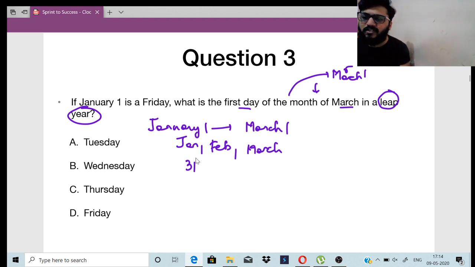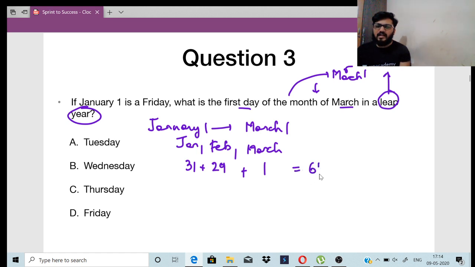So how many days will be there in February in a leap year? It is 29. Again, March 1st, we are taking March 1st, so it is 1. 31 plus 29 plus 1. How many days? You get 61 days, because February in a leap year has 29 days.